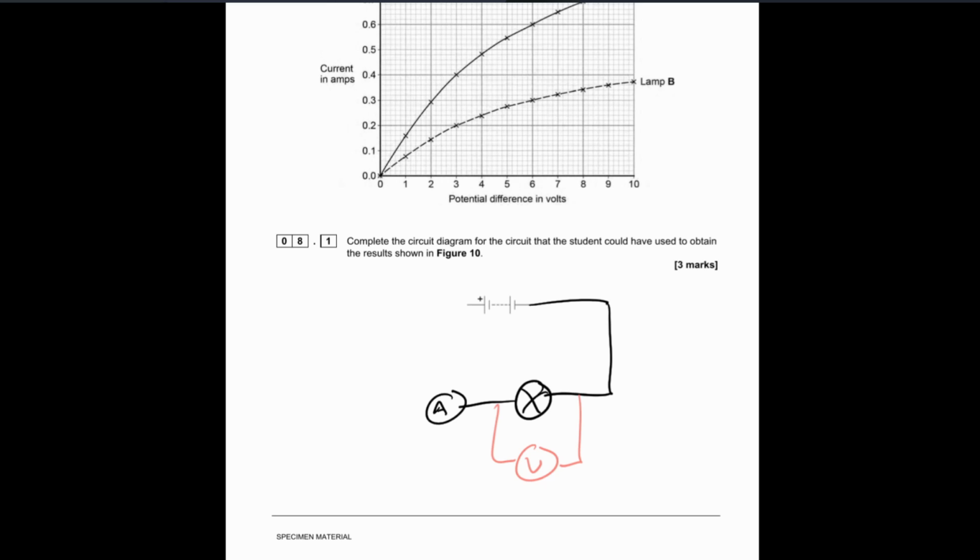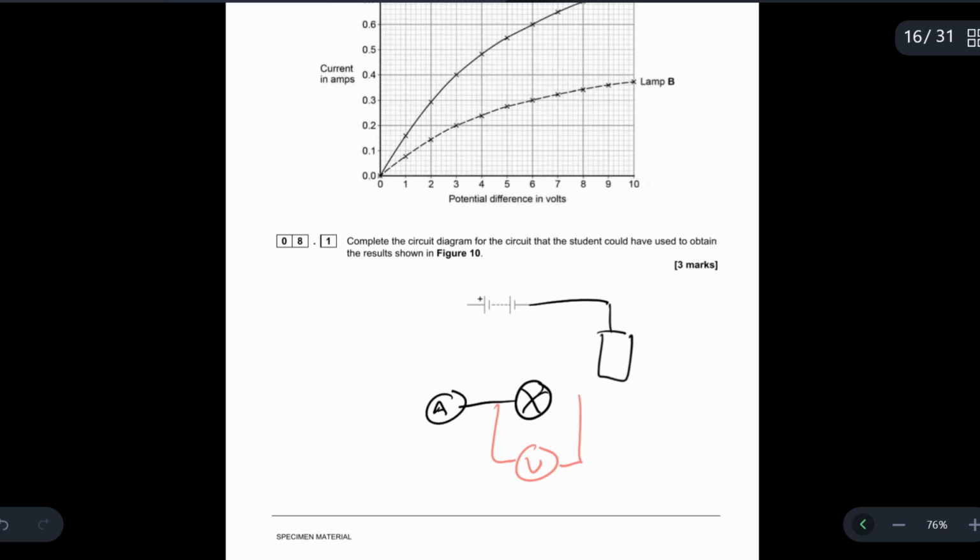Okay, so the only thing we're missing now is a way to actually change the potential difference that's going to our lamp. So we're looking to vary the potential difference and measure the effect that that has on the current. Now the way you do this is you have to remember in a series circuit, the potential difference is going to vary depending on the resistance of your components. And so what you can do is put in here a variable resistor. The symbol for a variable resistor is a resistor with this arrow in here. What a variable resistor does is it allows you to turn a dial or do something to the resistor to change its resistance.